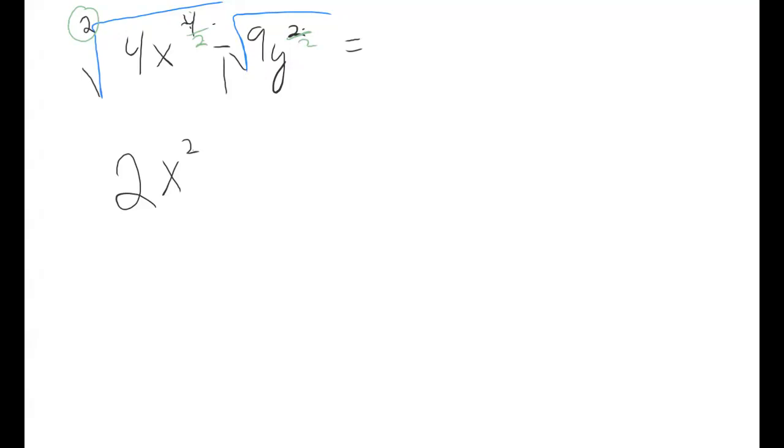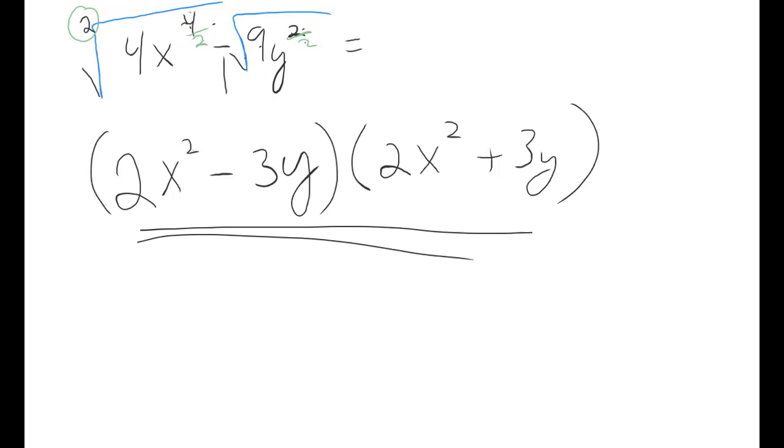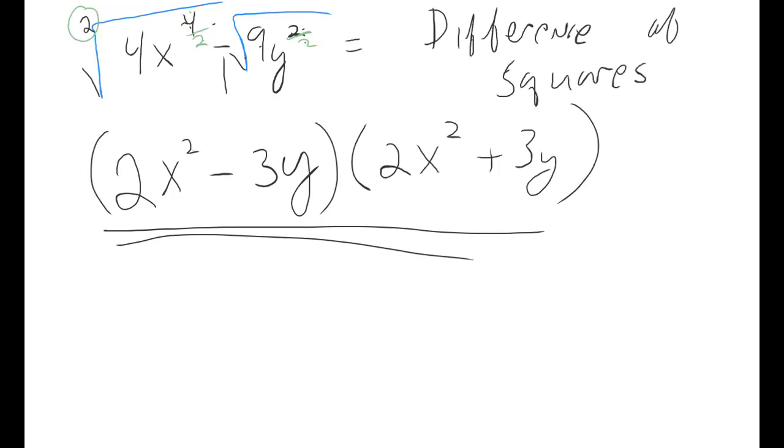Remember, I keep my sign. Square root of 9, 3. Do the little trick, 2 divided by 2 is 1, so this just becomes a y. So there's my first grouping. Now, according to the formula, I rewrite it again, just with a plus sign. And there is my answer of a difference of squares.